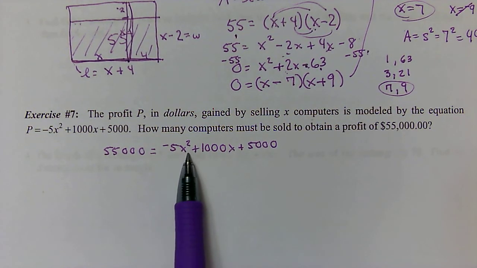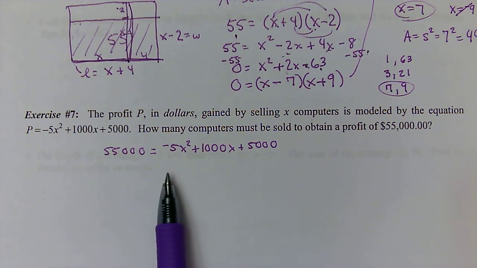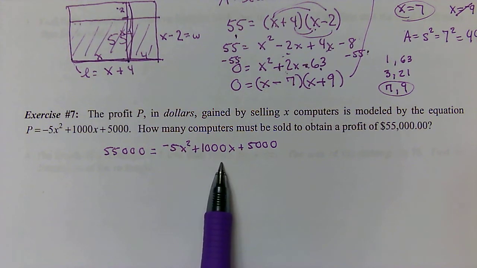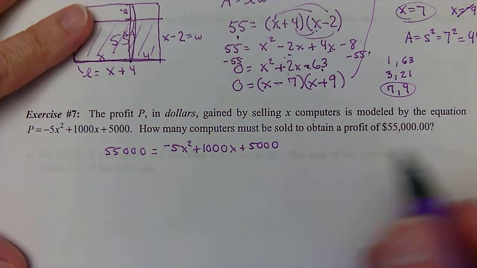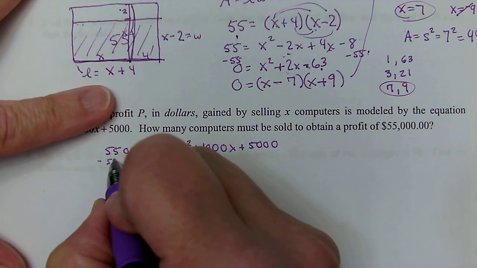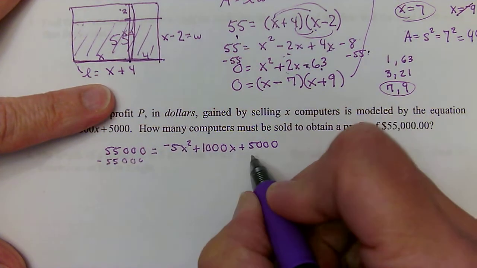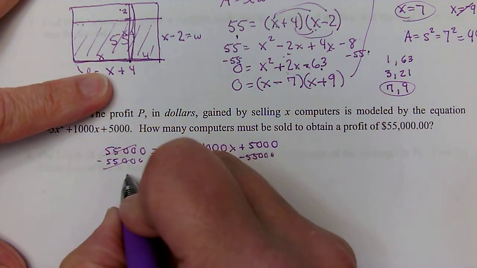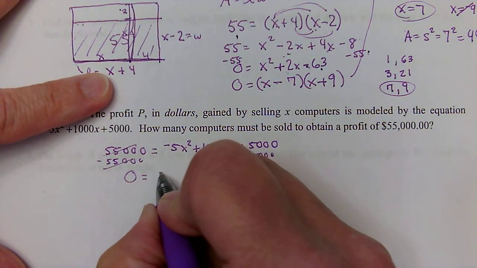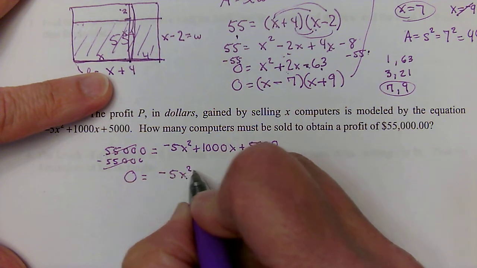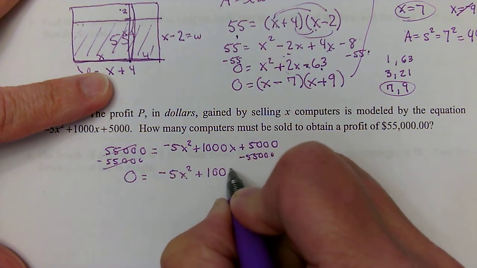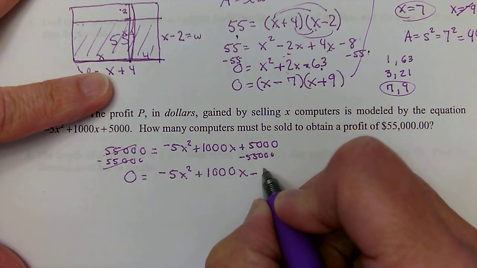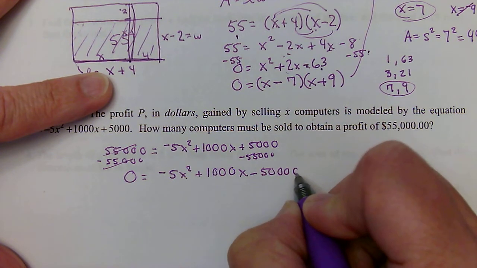Now notice again, we've got x squared as our highest power, so it is quadratic. It has 2 terms involving x, so I want to get everything on one side and 0 on the other side, so I'm going to subtract the 55,000 from both sides. So I get 0 equals negative 5x squared plus 1,000x minus 50,000.